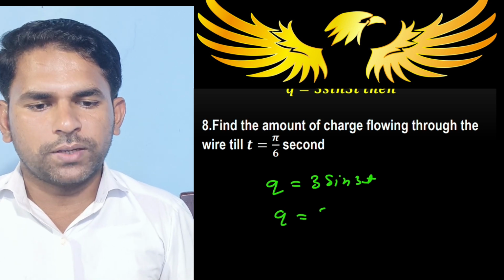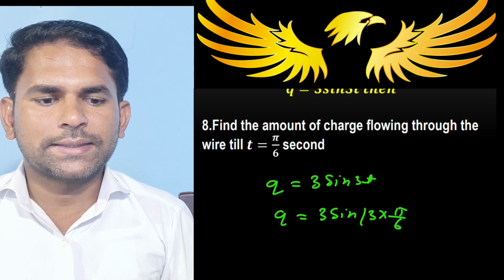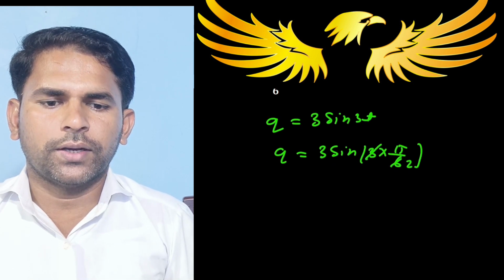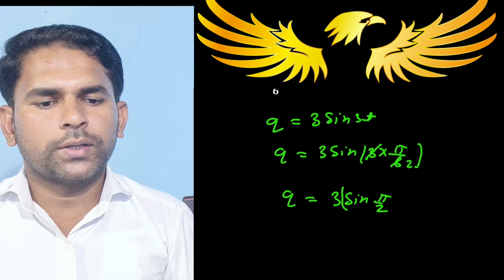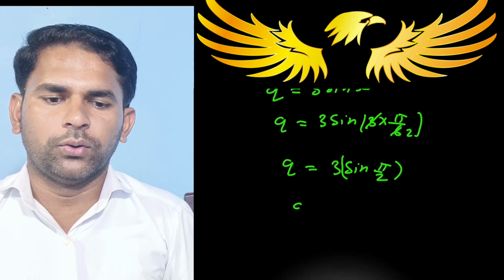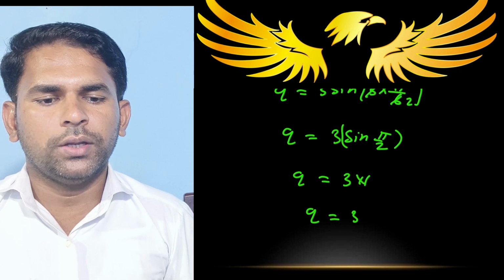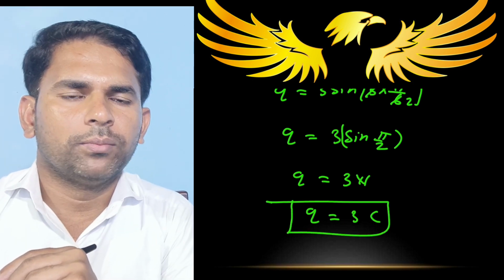So simply you can place the value: 3 sin 3 into pi by 6. Now 3 into pi by 6 is pi by 2. So finally we can write q is equal to 3 sin pi by 2. What is the value of sin pi by 2? 1. Very good. So q is equal to 3 into 1, which means q is equal to 3 coulomb. So 3 coulomb is the final answer of the given problem.